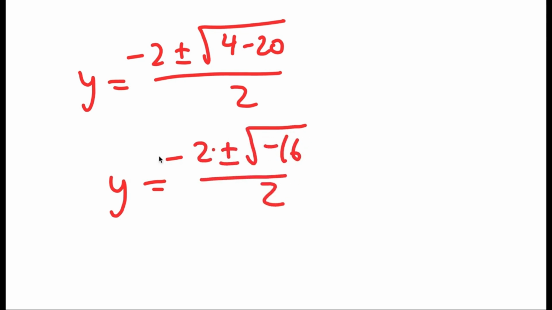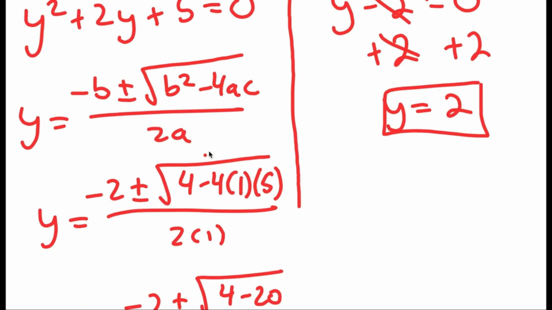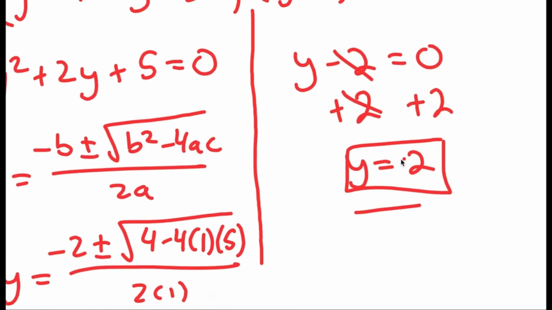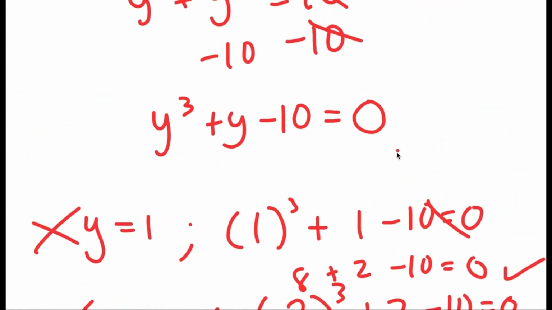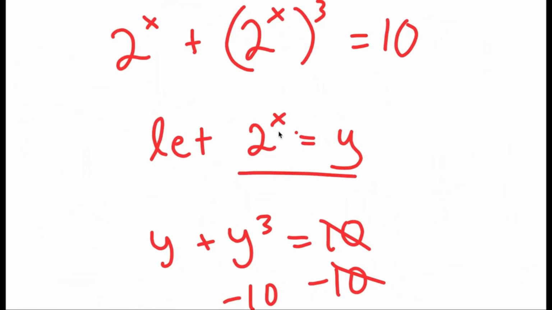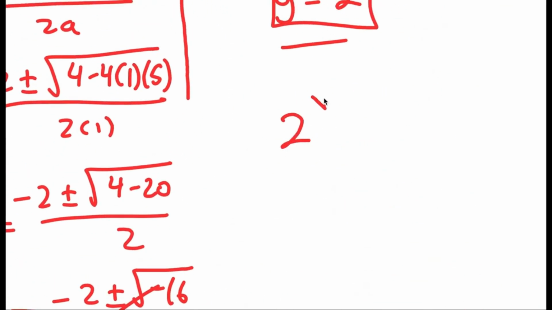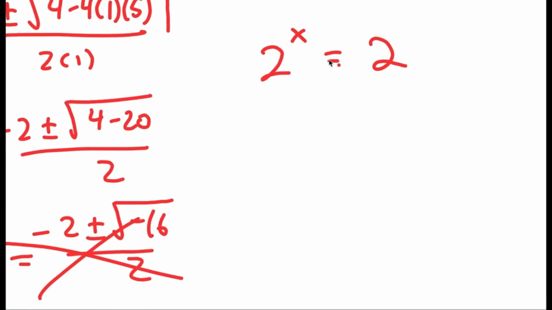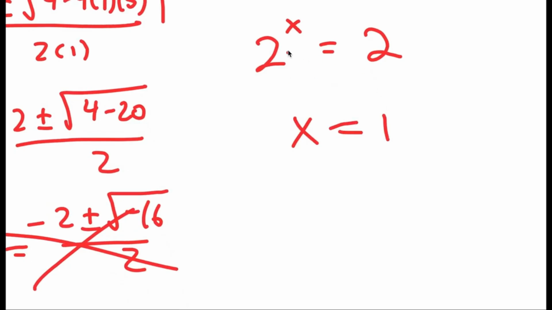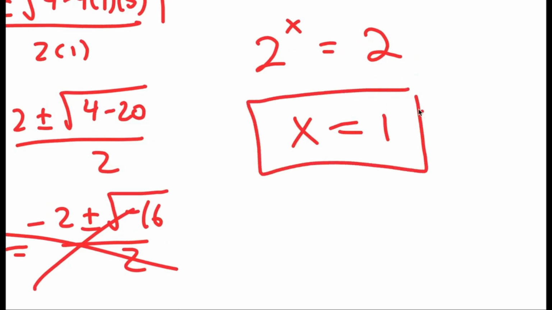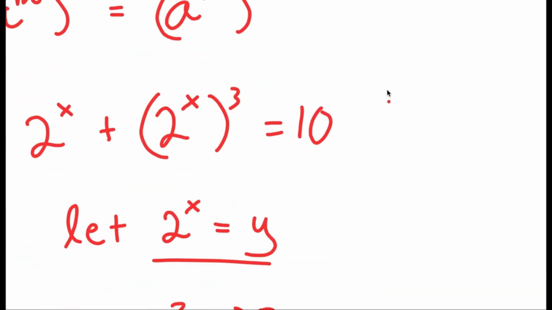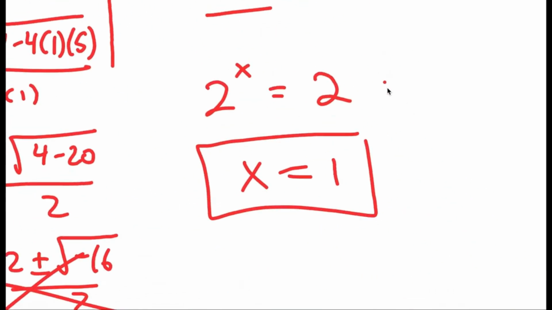And because we have the square root of a negative number, we cannot use that solution for y, meaning we can only use y equals 2 as a solution. And remember, we're solving for x, not y. And we let 2 to the power of x equal y. So I have 2 to the power of x is equal to 2. And the only solution to this would be x equals 1, because 2 to the power of 1 is equal to itself. So x equals 1 is my solution to this equation.